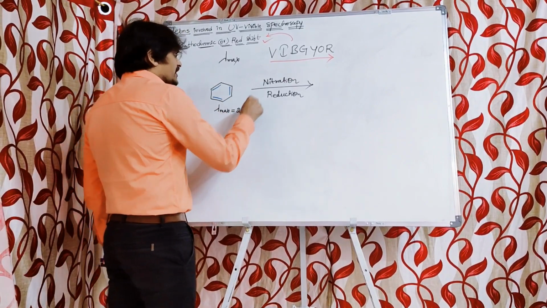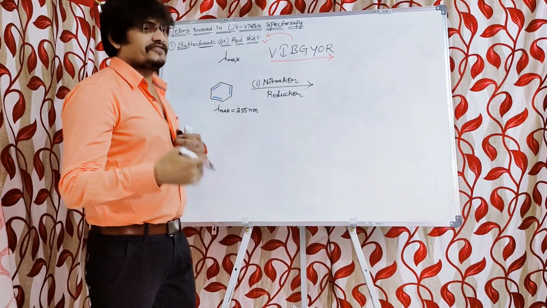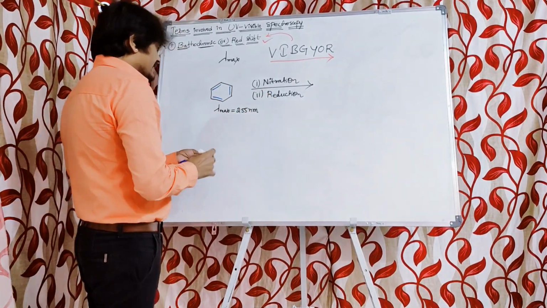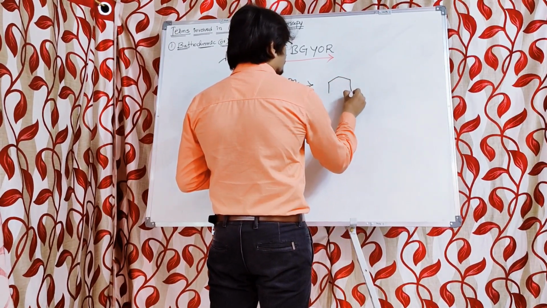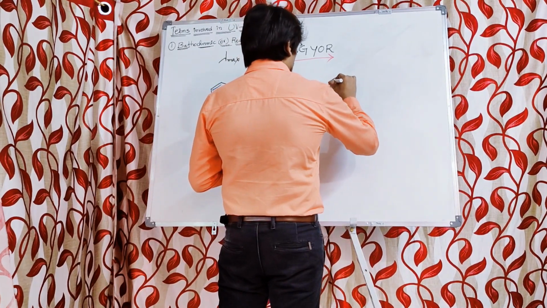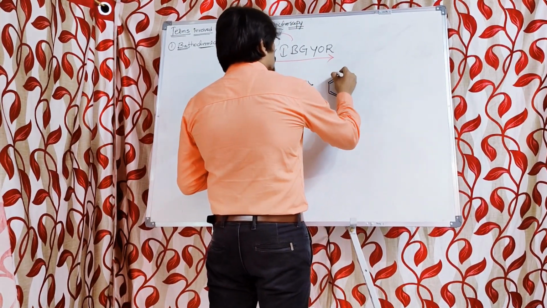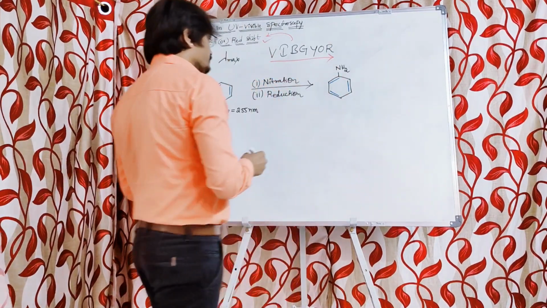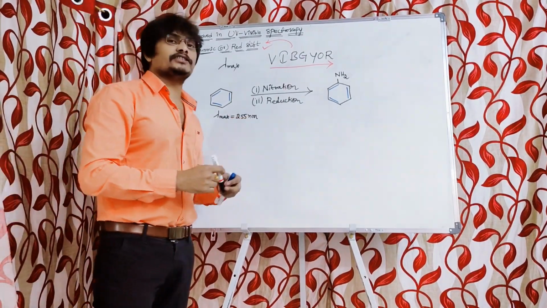Now whenever we carry out nitration, first with the nitrating mixture, that is a combination of nitric acid and sulfuric acid, followed by reduction with tin and HCl, this benzene converts to aniline. I am going to represent the double bonds by blue color only. Now the NH2 moiety has been introduced into the benzene molecule with the help of nitration followed by reduction: nitration by the nitrating mixture and reduction by tin and HCl.